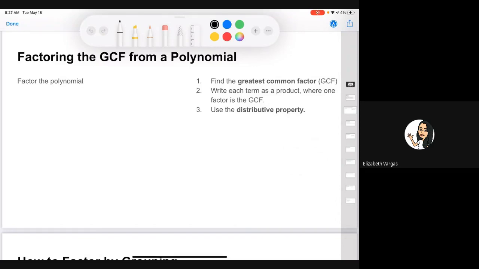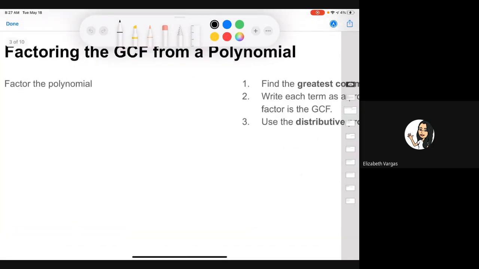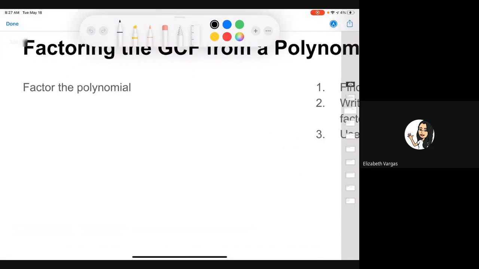You may not get it the first time, but you're going to see that these steps are going to repeat as we go through each of these examples. And so eventually you're going to kind of see those steps come together. So let's go ahead and start. So factor the polynomial.